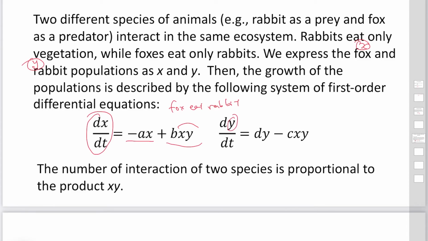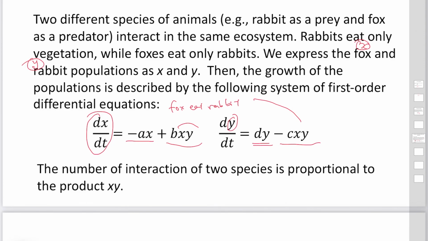This is rabbit, y. Without the foxes, the number of rabbits is increasing. So the first term describes the increase of the rabbit because rabbit only eats vegetation. We assume the vegetation is always supplied to the rabbit. The second term is the fox eat rabbit term. By solving these two equations, we could find the change of the populations of fox and rabbit. Number of rabbits and foxes can be simulated using these equations. When we consider two or more dependent variables, we need to solve systems of first-order differential equations.